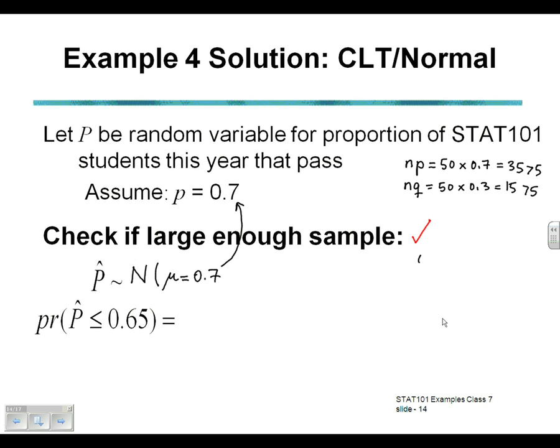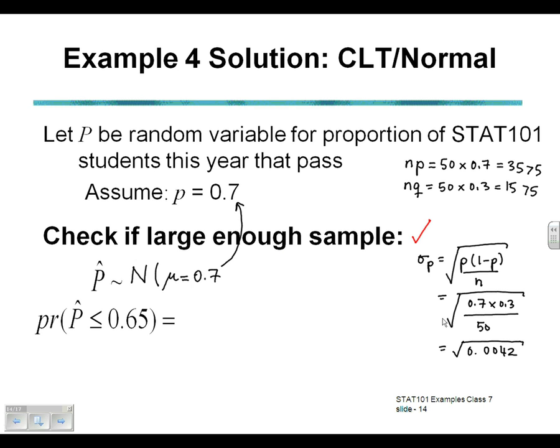Now we need to find the standard deviation. So remember, the standard deviation is calculated for the proportion by taking the square root of p times 1 minus p divided by the sample size. So our standard deviation for the proportion is given by the square root of 0.7 times 0.3 divided by 50. Now that comes out to be the square root of 0.0042 if you do this on your calculator or Excel, and that comes out as 0.0648.